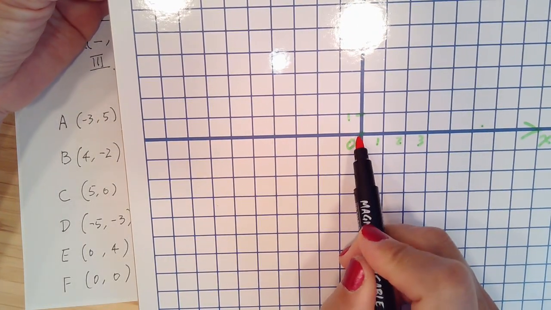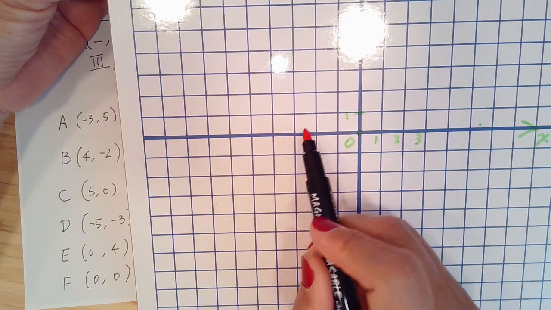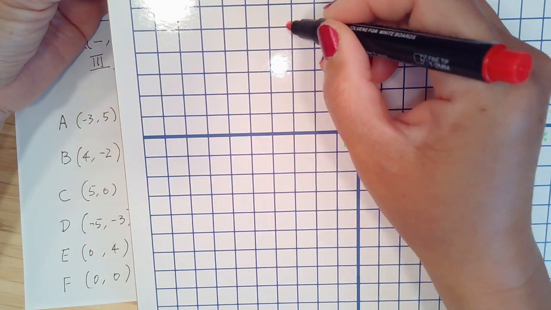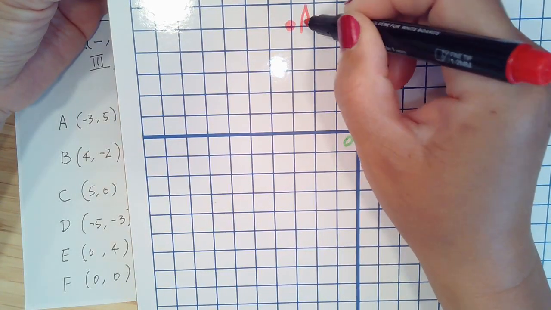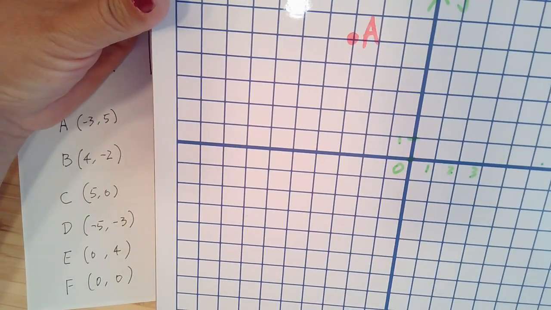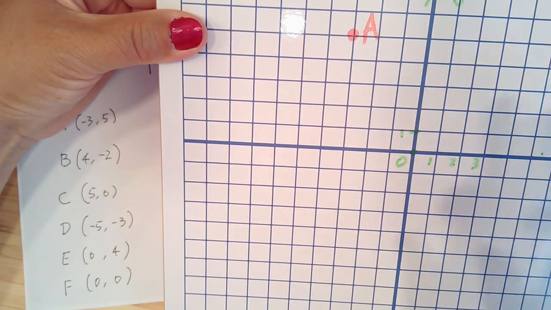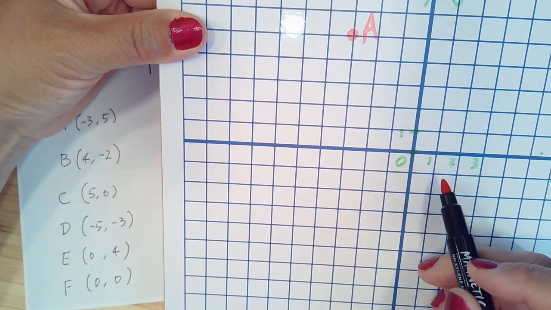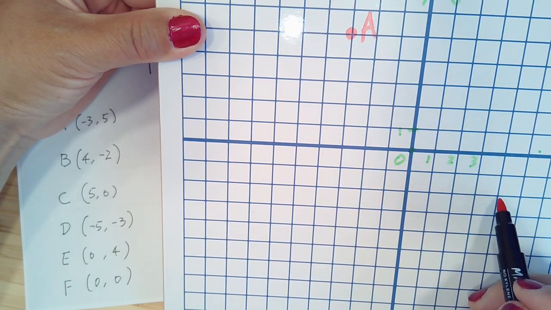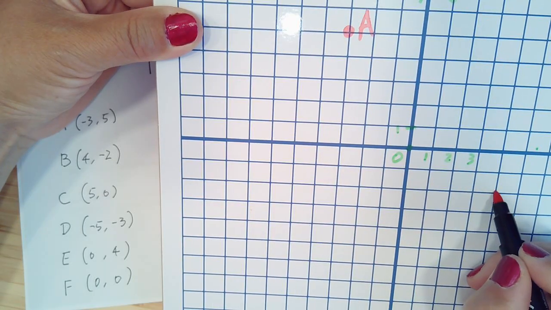Now let's find the first point, (-3, 5). That means when x is -3, I go -1, -2, -3, and for y, +5 means I have to go up: 1, 2, 3, 4, 5. See here? That's A, (-3, 5). And the next, B, is (4, -2): positive, negative, so it's in the fourth quadrant. 1, 2, 3, 4, and then down by 2. So that's my point B.